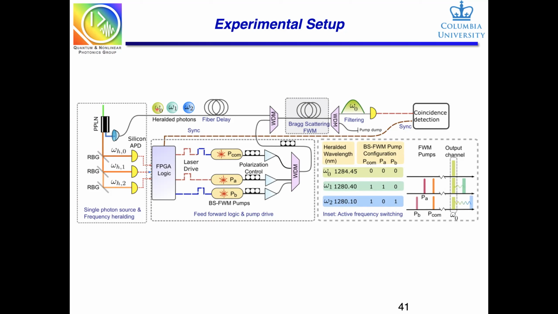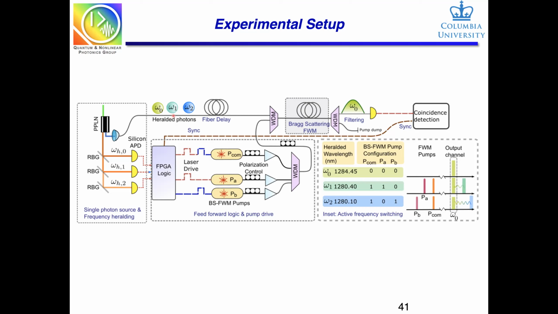So for example, let's say the green one comes out here, it gets detected by this detector. I come in here, and let's say at this point, I don't want to change its frequency. I want to keep all my photons green. So I don't turn on any of the pump waves, Bragg scattering, forward mixing, and it just goes through the system. I generate a green photon.